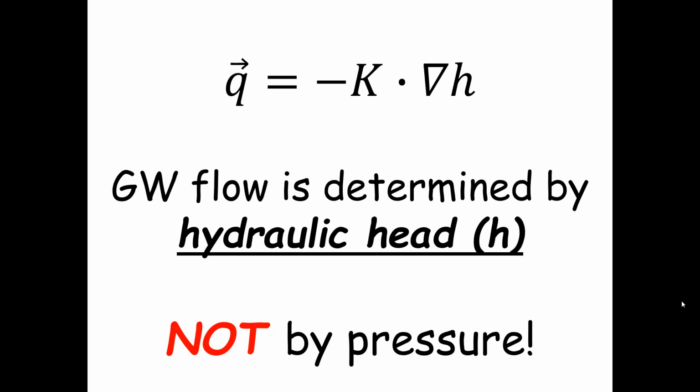This is Darcy's law, a vector differential equation. In a nutshell, it says that the direction and magnitude of the groundwater flow, given by the q vector, depends on how the hydraulic head, given by the symbol h, changes. Notice that it doesn't say that the flow depends on pressure, which is what most people think. As we'll show later, pressure is one of the components of head, but it's not the sole or even main determinant of groundwater flow. Groundwater flows in response to changes in head, not pressure.